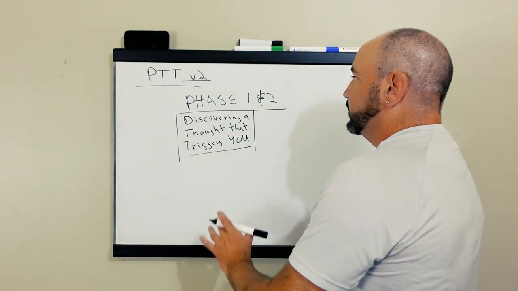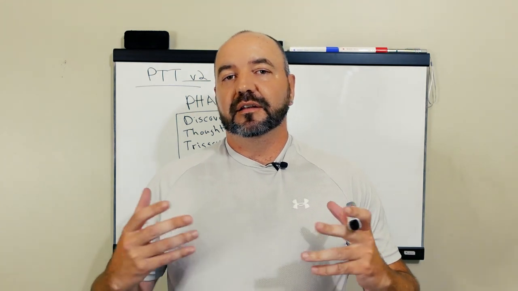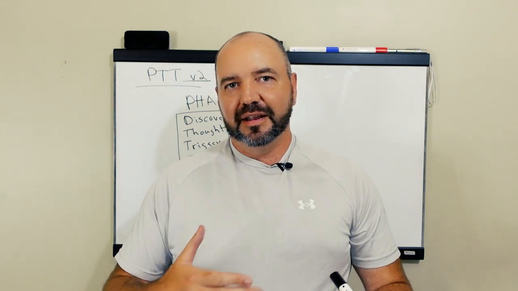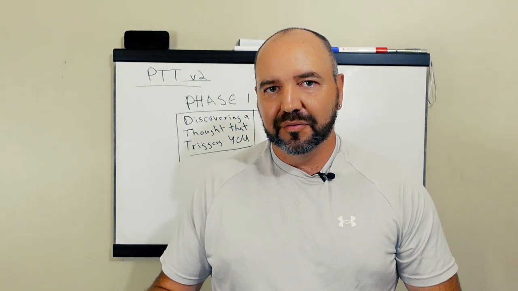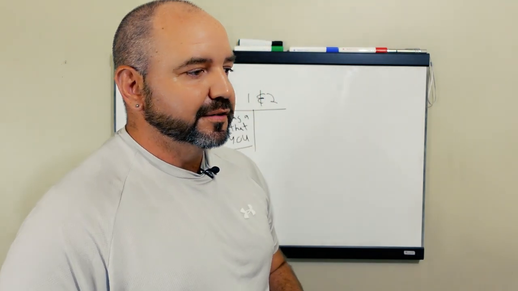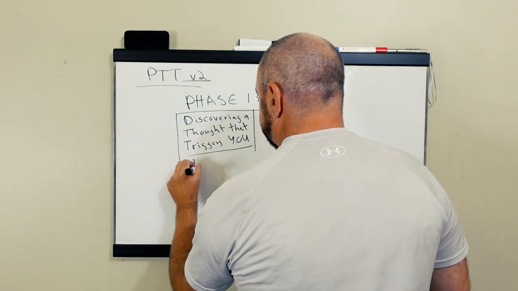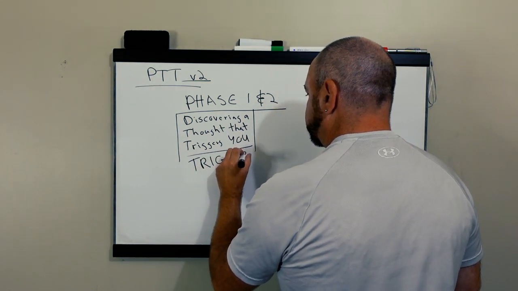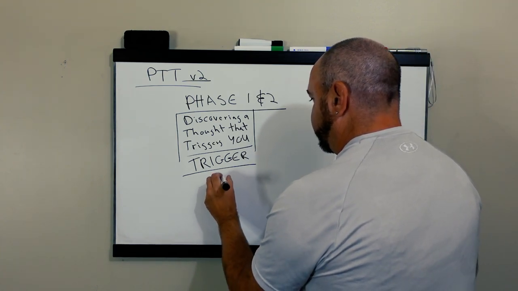Okay, so phase 1, discovering a thought that triggers you. So Brad, what do you mean? Well, let's say, for example, if I was to say your father, and like, oh, my father, right? All of a sudden you get a triggering response. You get an emotional trigger by me saying, oh, your father. Right? Because you had some particular type of ordeal with him. So anytime we get that trigger hit, that is letting you know, flat out, that you are emotionally compromised with a thought.